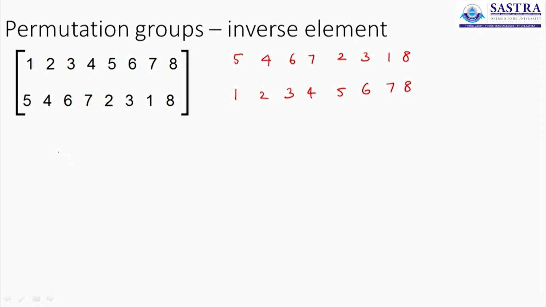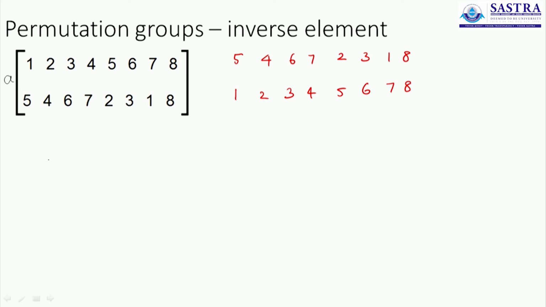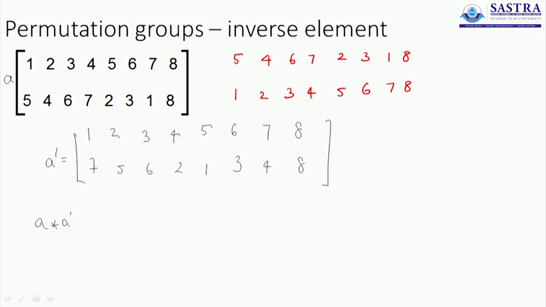Now let's call this element A, and let's write down A dash. A dash just wants you to arrange the columns in the preferred order. So 1, 7 is where you start, 2, 5, 3, 6, 4, 2, 5, 1, 6, 3, 7, 4 and 8, 8. Now let's multiply A and A dash. We'll see if you have done it correctly.